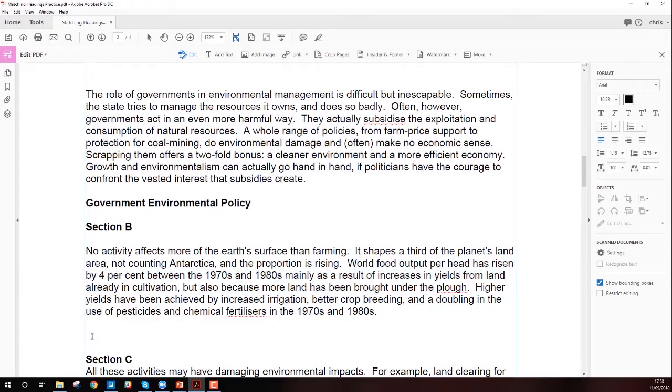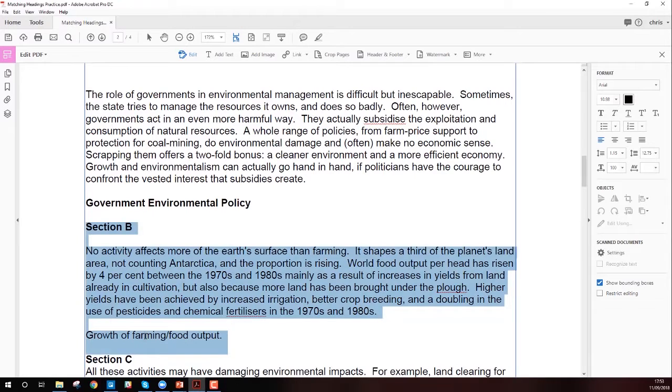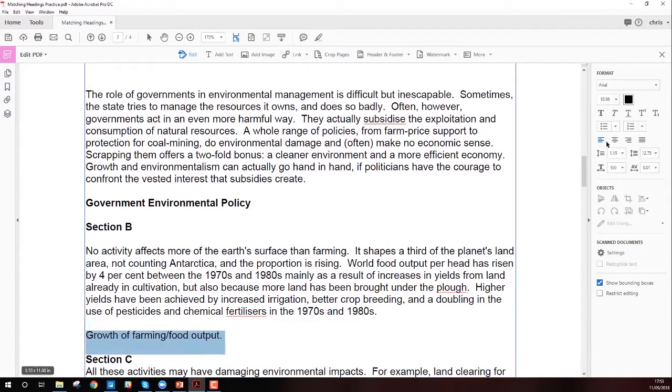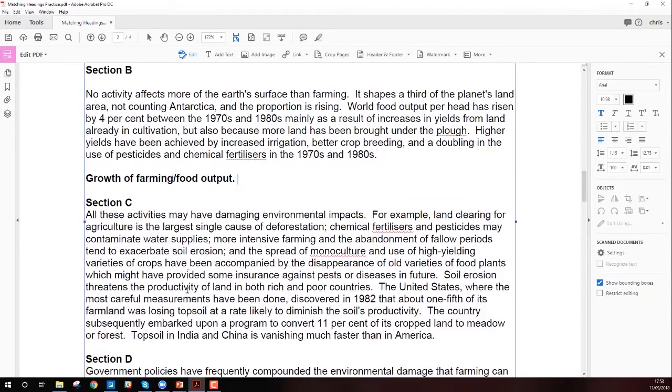So this is really about growth of farming or food output. Looking at all this, it's all kind of about that. Okay, so that's going to be, and you see that I'm not getting into too much detail. I'm just moving on pretty quickly.